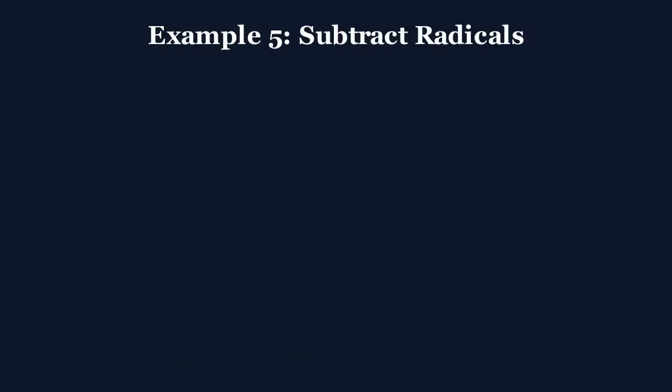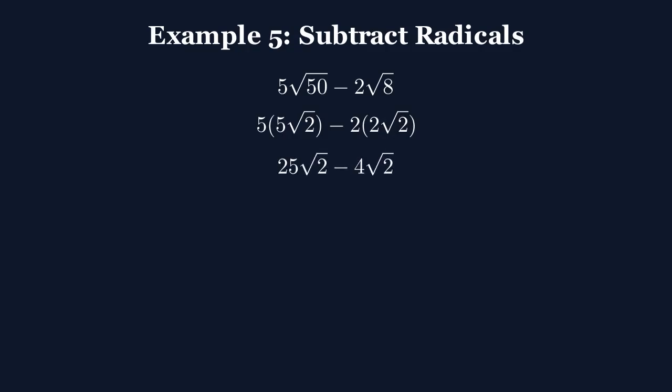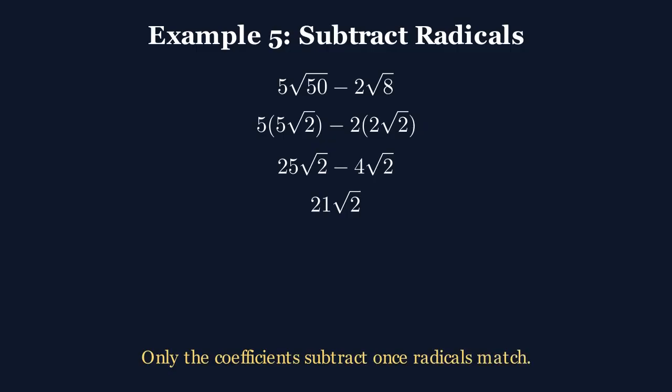Example 5. Subtract 5 square root 50 minus 2 square root 8. Simplify first. Square root 50 is 5 square root 2, so 5 square root 50 becomes 25 square root 2. Square root 8 is 2 square root 2, so 2 square root 8 becomes 4 square root 2. Subtract the coefficients and get 21 square root 2.